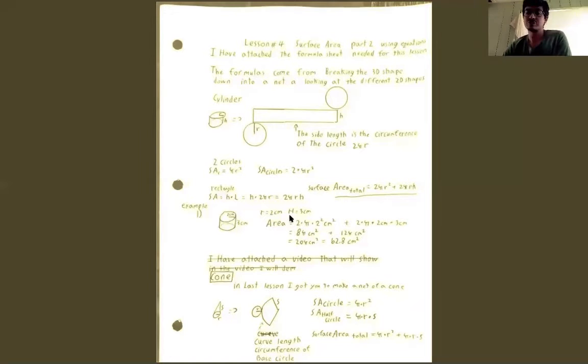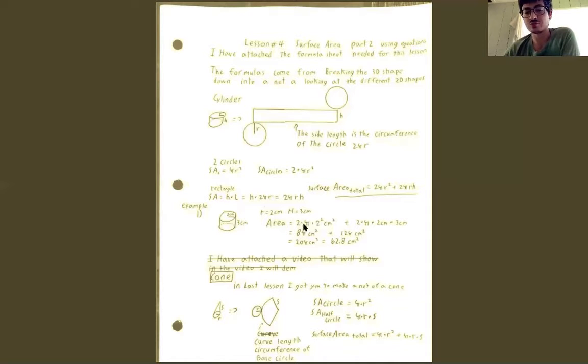And h for the height of my cylinder. So we're given the radius of 2 centimeters, so r equals 2 centimeters. And then we're given a height of 3 centimeters, so h equals 3 centimeters. Now, using our area formula, we're just going to replace the r with 2 centimeters.